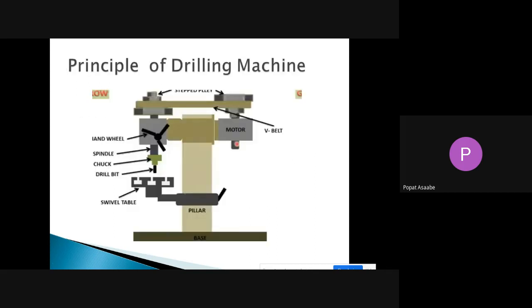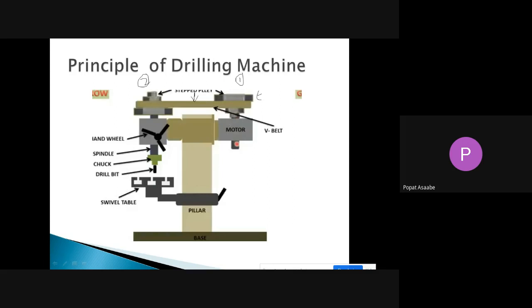Okay, now see the principle of the drilling machine. It consists of one pillar. See, this is the electrical motor. The power from the electrical motor is given to the pulley. In this drilling machine there are two sets of pulleys. This is the first set of the pulley, and this is the second set of the pulley, and both sets of pulleys are connected with the help of the V belt. See, this is the V belt.